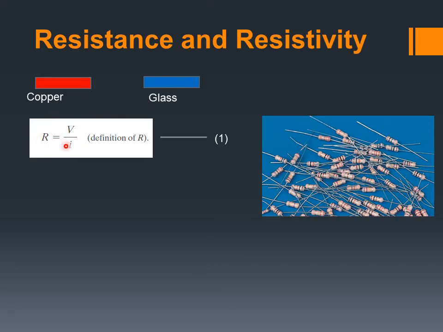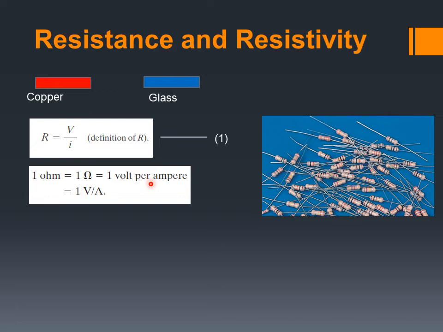So we define the resistance as V over I, where V is the potential difference provided to a material and I is the current appearing in that material as a result. This is the basic definition of resistance. These are some resistors shown in this figure, and the unit of resistance is ohm. We define 1 ohm as 1 volt per ampere. 1 volt, 1 ampere, so this is 1 ohm.